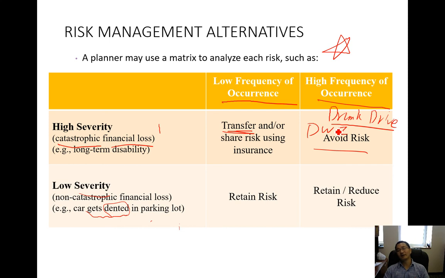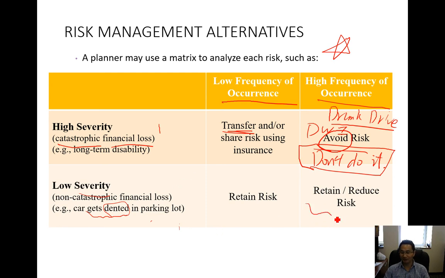If you got drunk, or if you do something that makes yourself unconscious, hard to operate machines, and then you drive, very likely you are going to have an accident. Avoid it, okay? No other solution. Don't do it. Let's just make sure we don't do it because you can be in jail. Then high frequency, low severity.